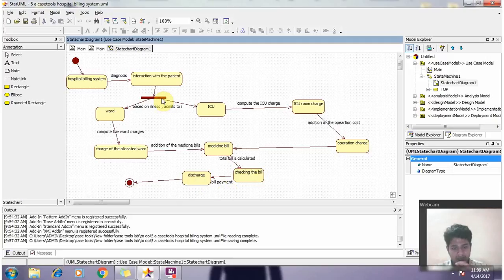If it is ICU, it will take the ICU charge and the operation cost, and then add this total value to the medicine bill. After that, it will check the bill, then the bill payment will be transacted here. After the bill payment is completed, it will discharge the patient, then it goes to the final state. That's it. Thank you.